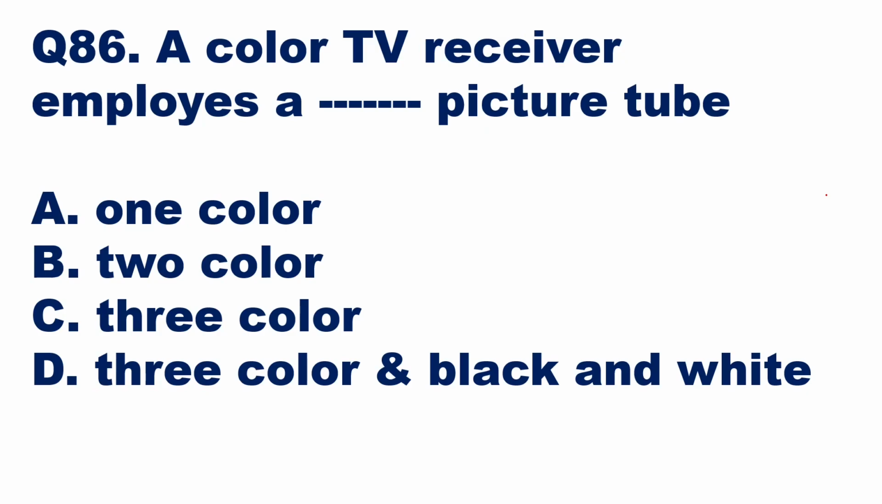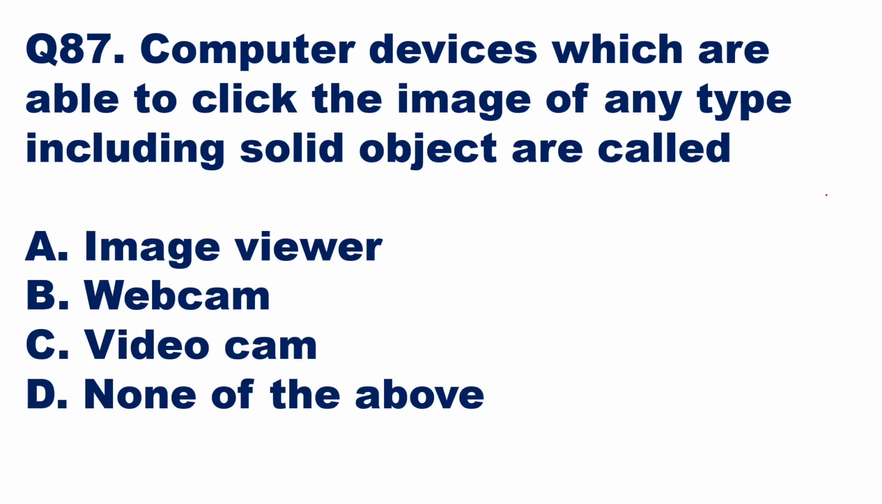A color TV receiver employs a dash picture tube. Now, if you speak about a color TV camera or a color TV receiver, they all will have 3 picture tubes, because there are 3 primary colors. So RGB, red, green and blue: one for red, one for green and one for blue. So 3 color picture tubes will be there in a color TV receiver. So option C will be the right answer here, 3 color picture tubes. Then we'll go to the next question.